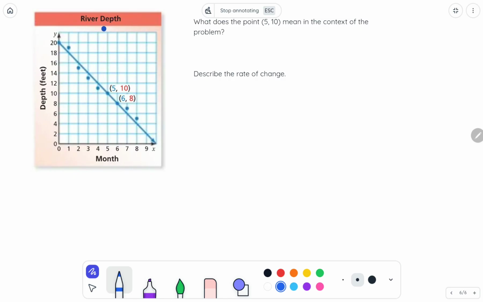It looks like we're measuring river depth, and we're comparing the depth in feet over the months. Okay, so what does the point 5, 10 mean in the context of this problem? Well, it looks like this is our point 5, 10 right here. Same concept, right? When x is 5 and y is 10, x, y, ordered pair. Well, that means x is our month. So after 5 months, our depth is 10 feet. So that's what it means.